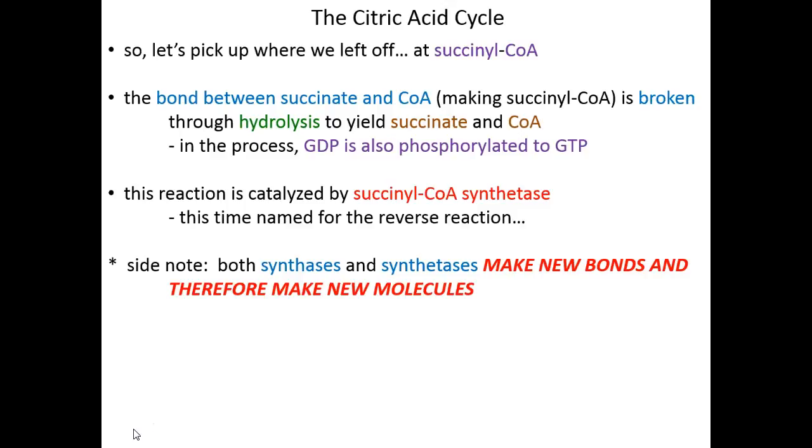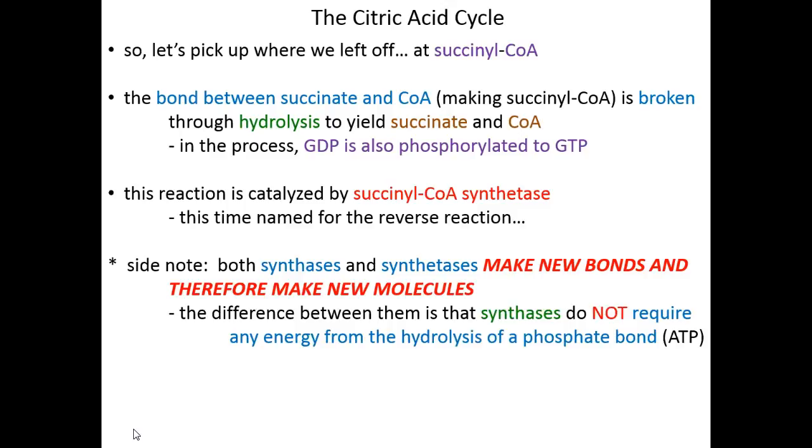So embedded in each of these enzyme class names is synthesis, so we're making things. So why have 2 different enzyme names for 2 classes of enzymes that do the same thing, that make things? Well, there's a subtle difference between the 2. Synthases make new biomolecules but they do so using energy derived from something other than ATP.